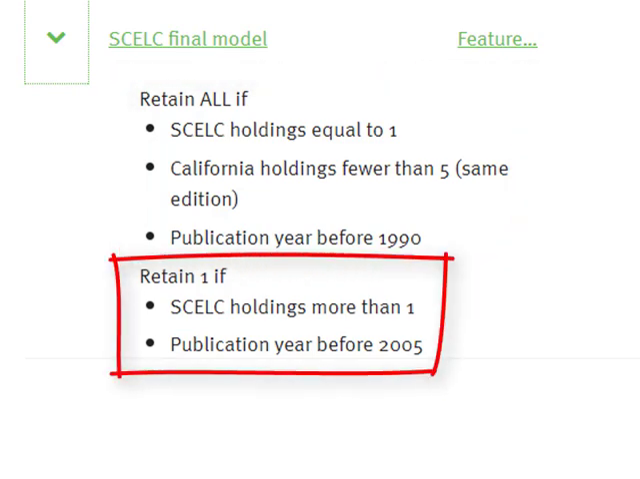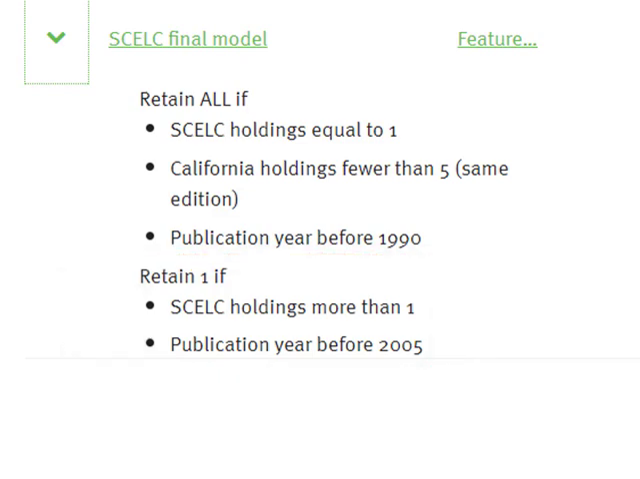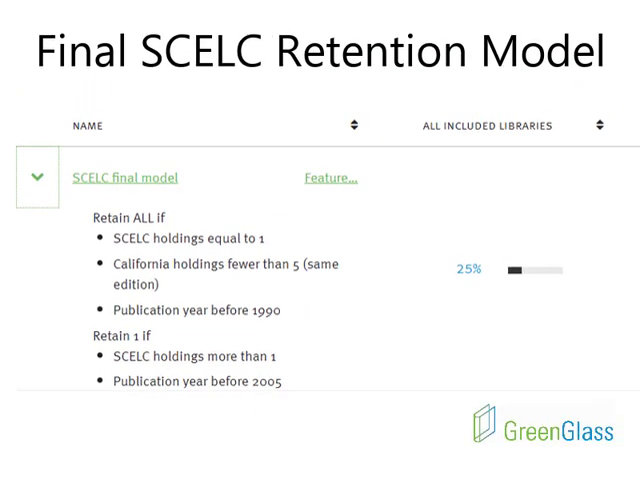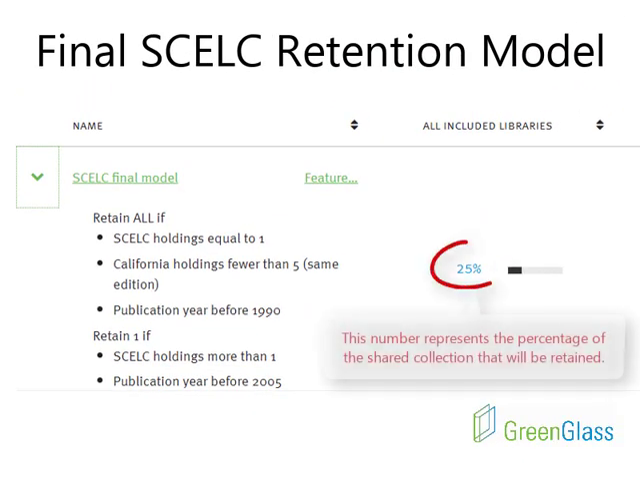The second rule was designed to create opportunities for member libraries to weed surplus copies. This rule says to retain one holding of all titles not unique within the group if published before 2005. As you can imagine, experimenting with the level of California holdings and with the pub year threshold made it possible for the group to arrive at the acceptable level of 25% retention.